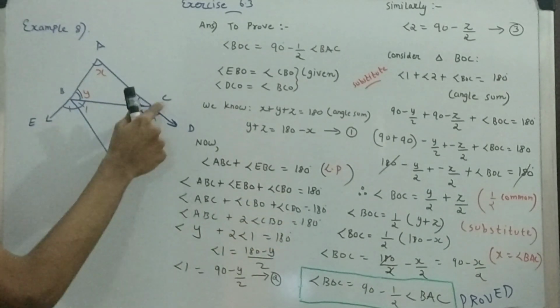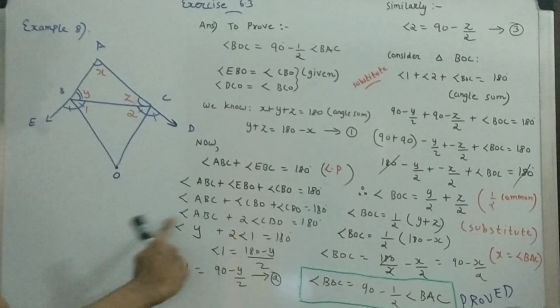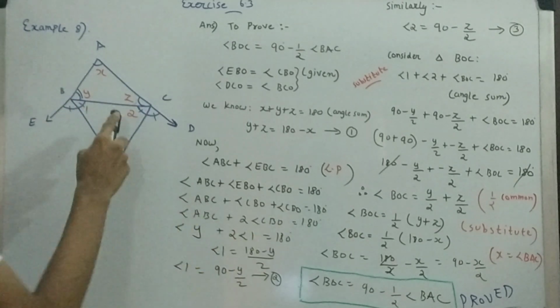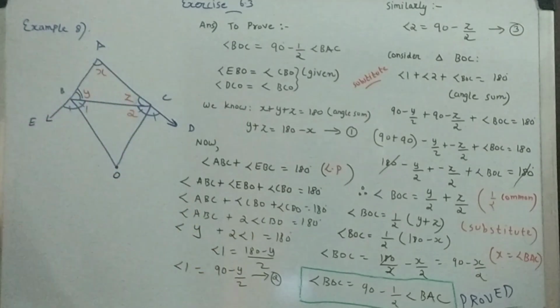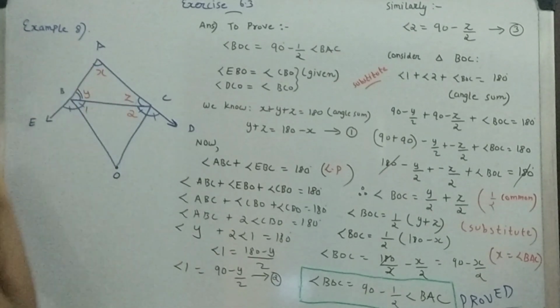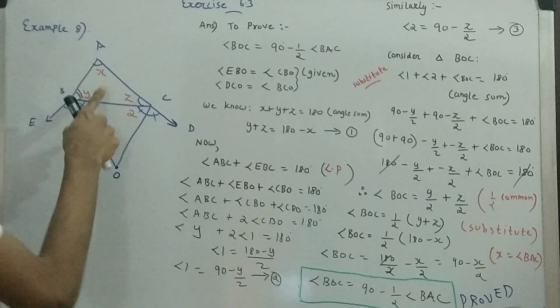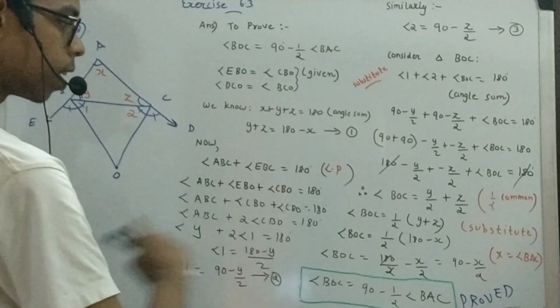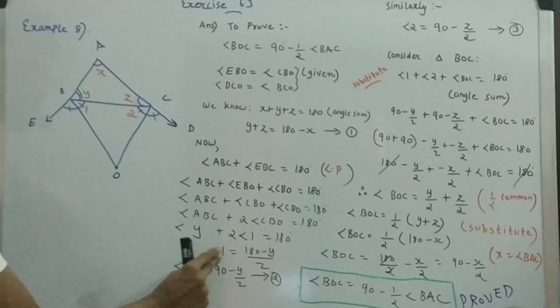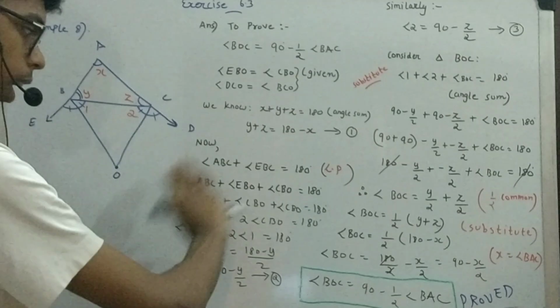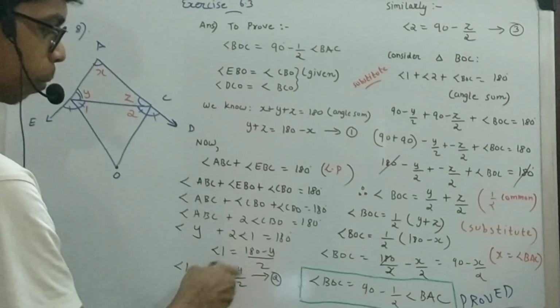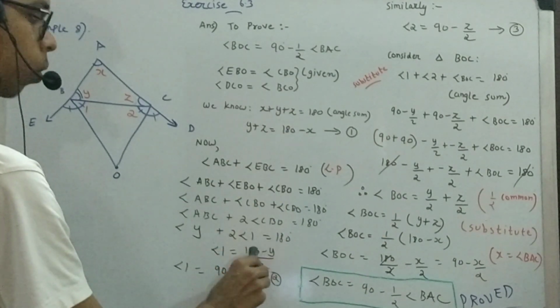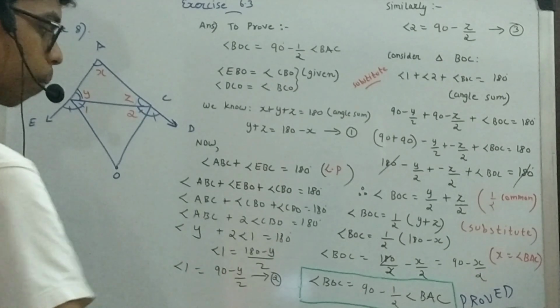So in our figure, I have named angle CBO as angle 1. And this angle ABC, that is equal to y. I have named it as y. So angle y plus twice of angle 1 is equal to 180. Now let us keep angle 1 on one side and take other things to the other side. So we will be getting angle 1 is equal to (180 minus y) by 2.